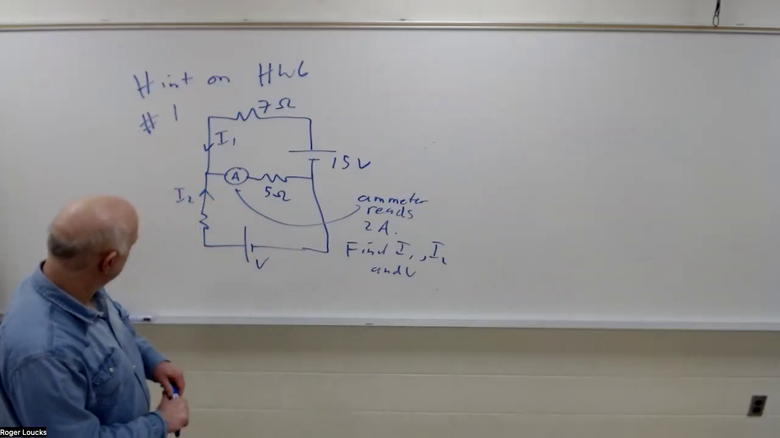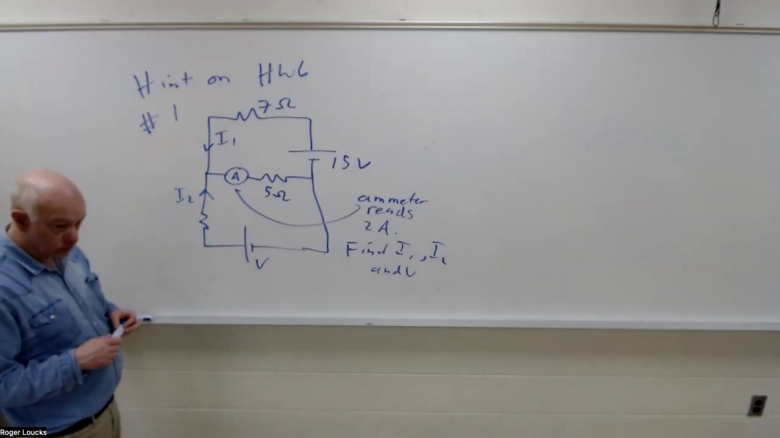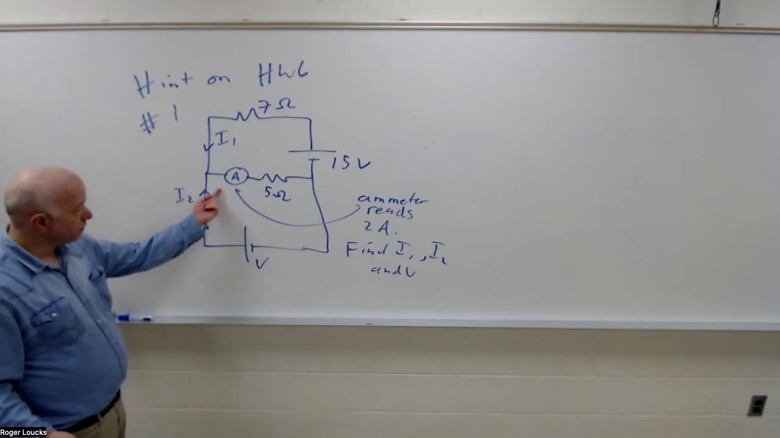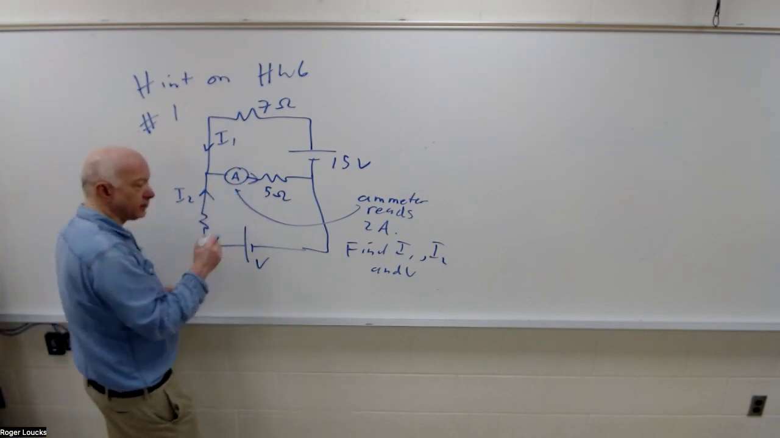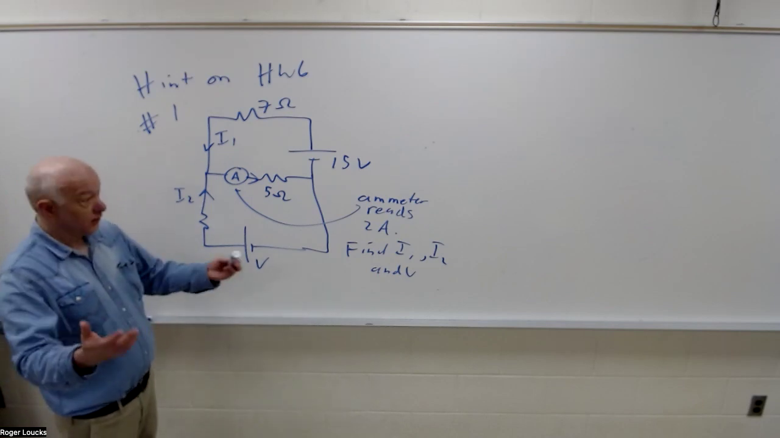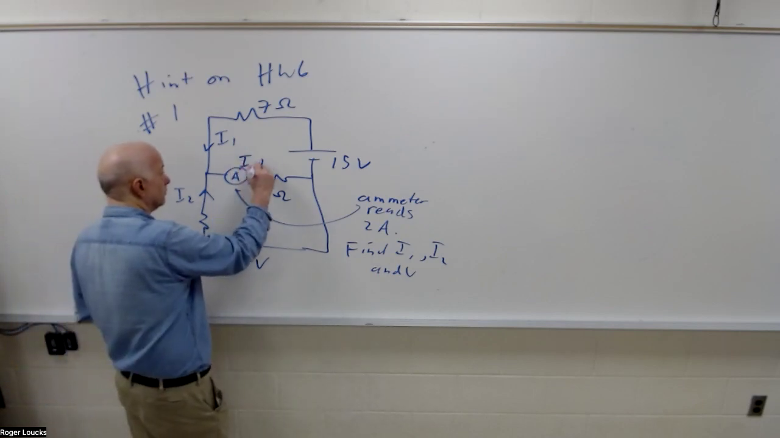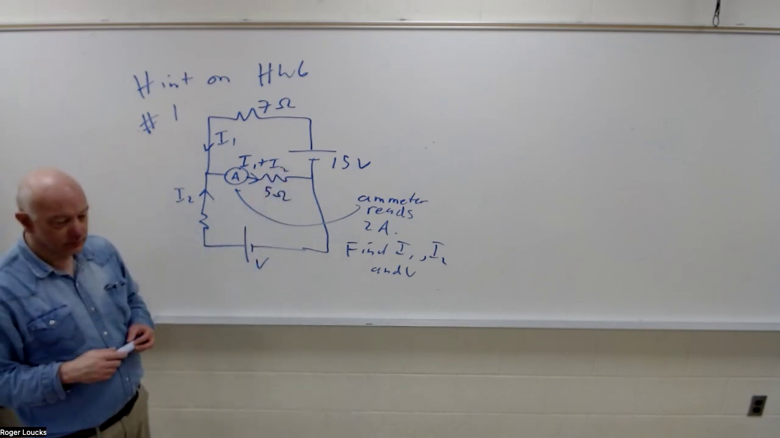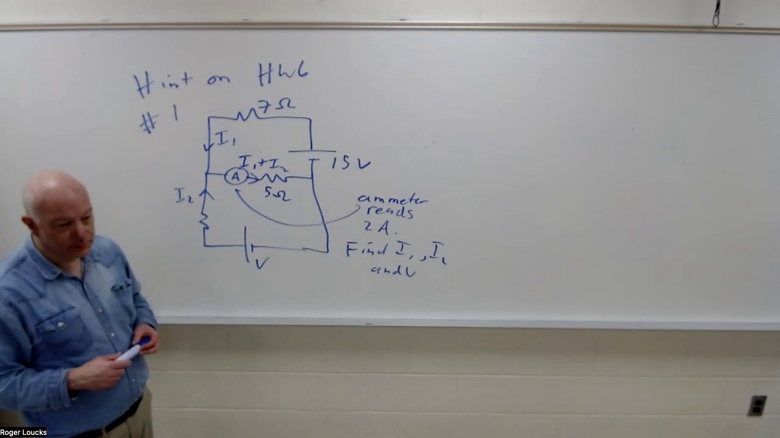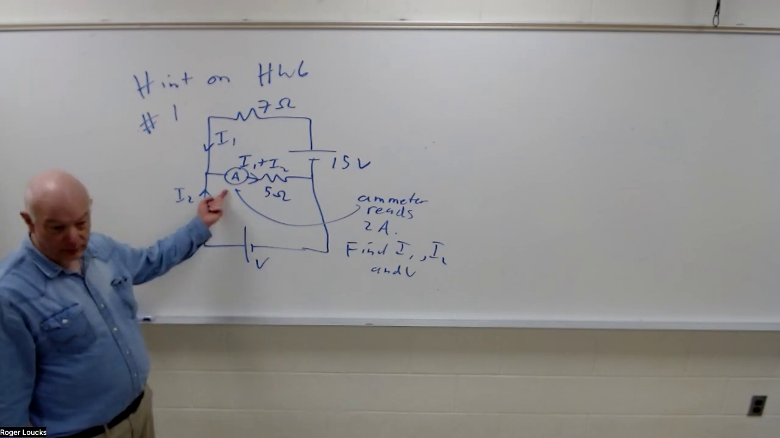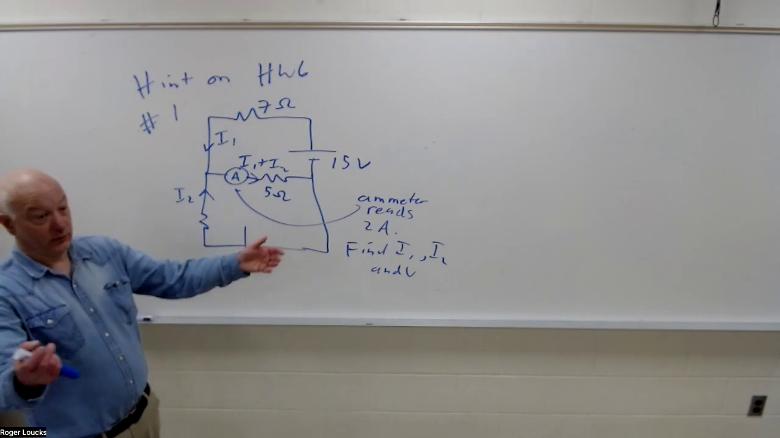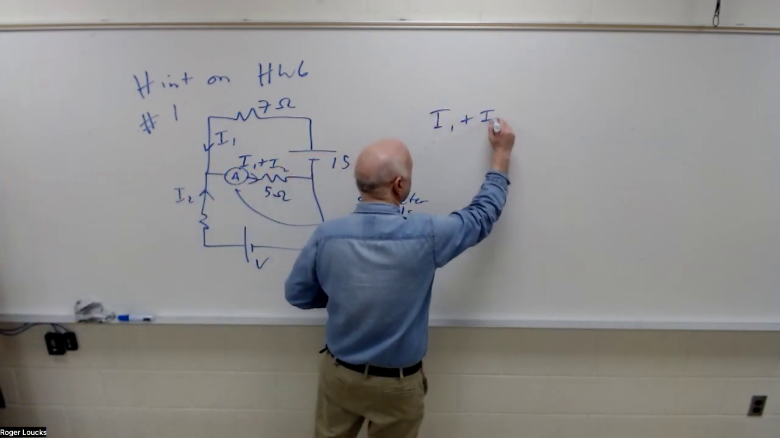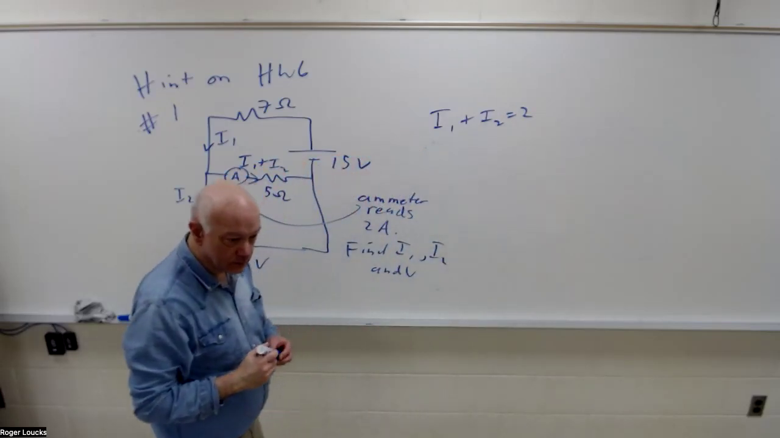Because it's given, they have to join at that point. Good. So what do you know about the current? This current here has to be what then? I1 plus I2. Exactly. But what does I1 plus I2 have to equal then? If you have an ammeter here, what's this ammeter reading? 2 amps. So you get actually one equation here: I1 plus I2 equals 2.